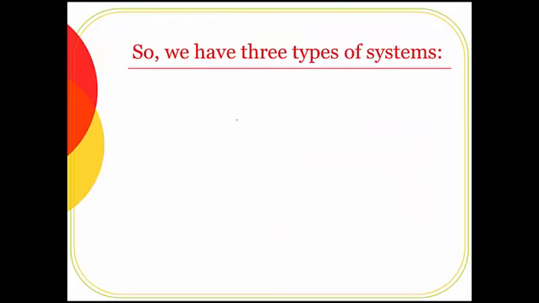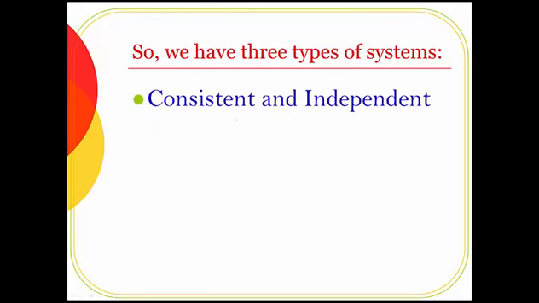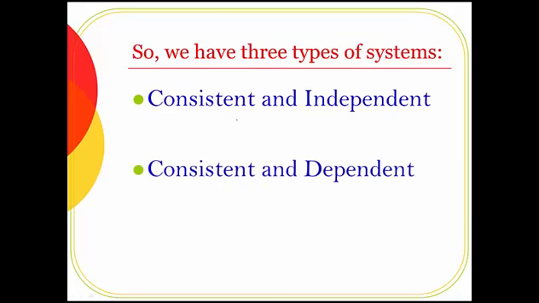So we have 3 types of systems. We have consistent and independent system. We have consistent and dependent system. And we have inconsistent system. Now, remember, for the first 2, consistent and independent, and also consistent and dependent, they have at least one solution. For inconsistent, there is no solution.